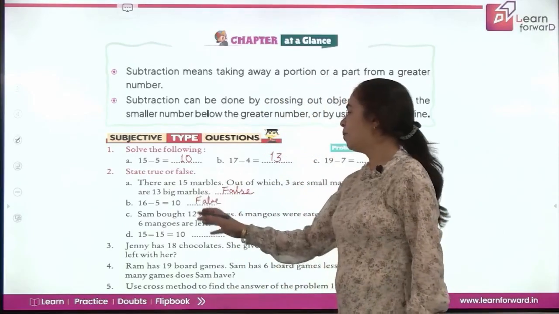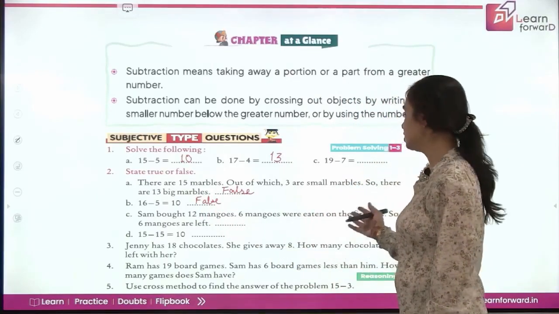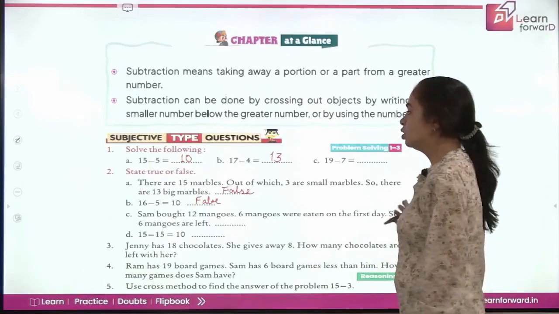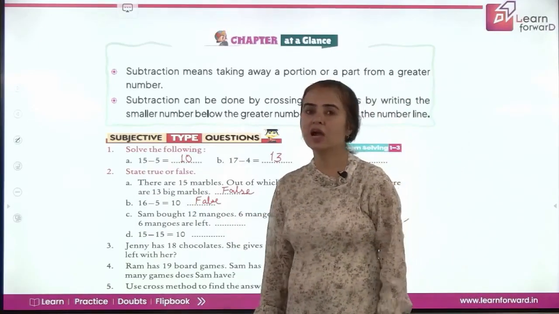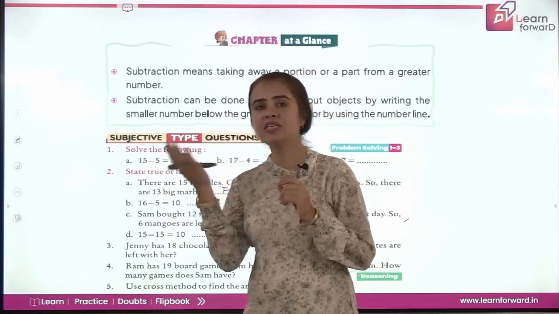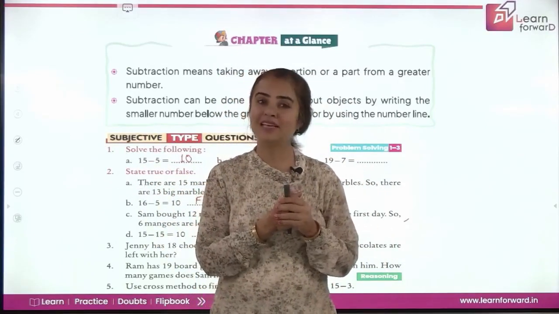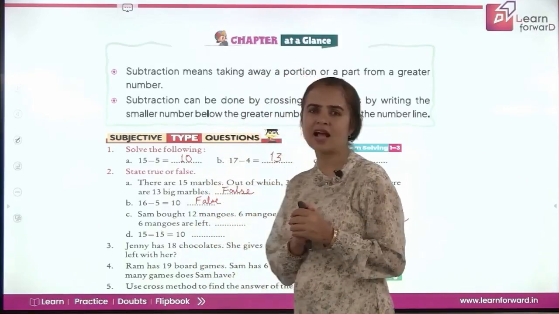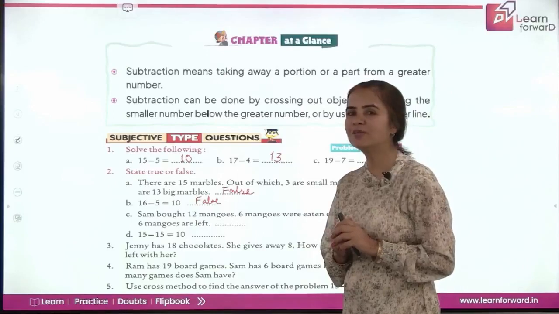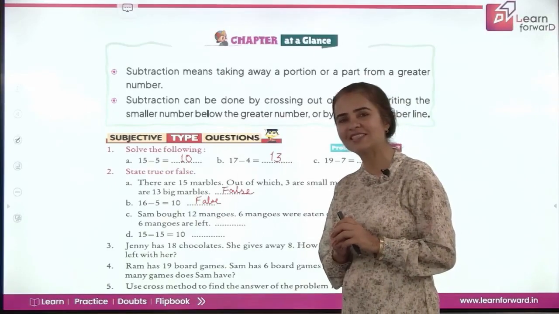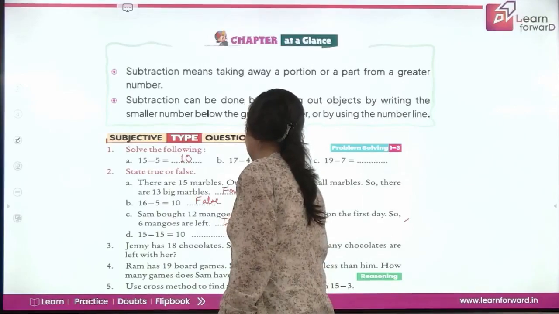Next, Sam bought 12 mangoes. 6 mangoes were eaten on the first day. So 6 mangoes are left. Is it correct? Out of 12, you eat 6 mangoes. So how many are left? Yes, 12 minus 6 is 6. That's perfect. And they are also saying 6 mangoes are left. So what do you say? Is it true or false? True. Yes, you are right.